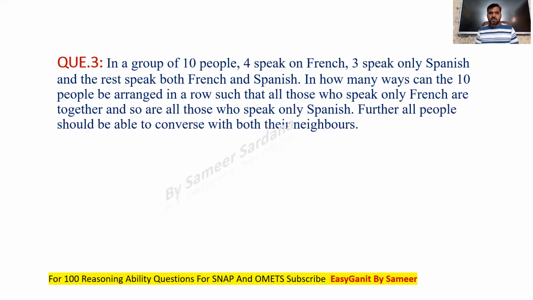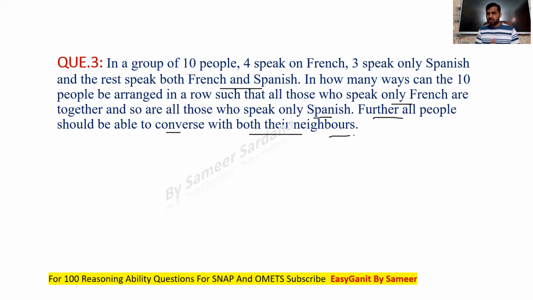Question number 3. In a group of 10 people, 4 speak only French, 3 speak only Spanish, and the rest speak both French and Spanish. In how many ways can the 10 people be arranged in a row such that all those who speak only French are together, and so are all those who speak only Spanish? Further, all people should be able to converse with both their neighbors.